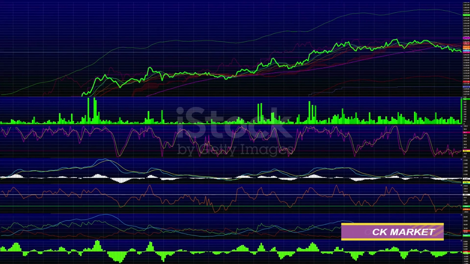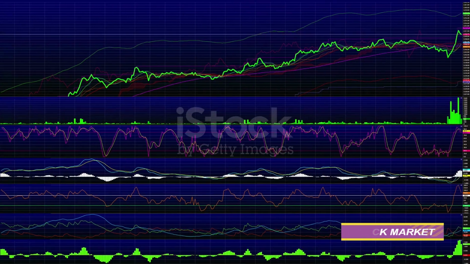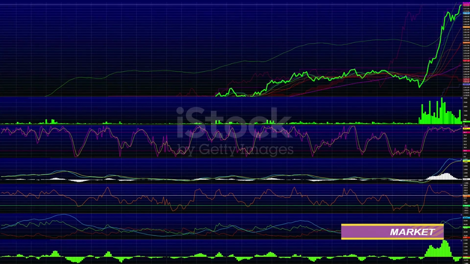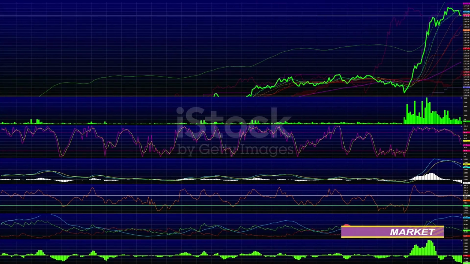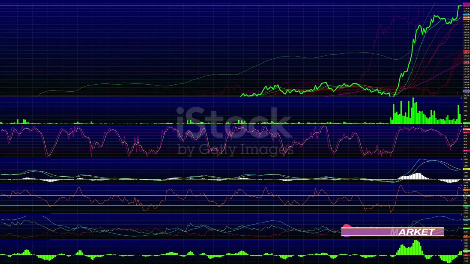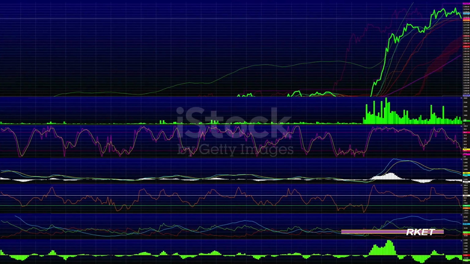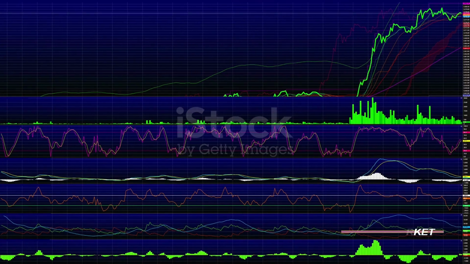Remember, the body shows the opening and closing prices, while the shadows reveal the highest and lowest prices. A filled body signals a bearish period, an empty body a bullish one, and the length of the body and shadows tell us about the strength of the trend and the level of market indecision.